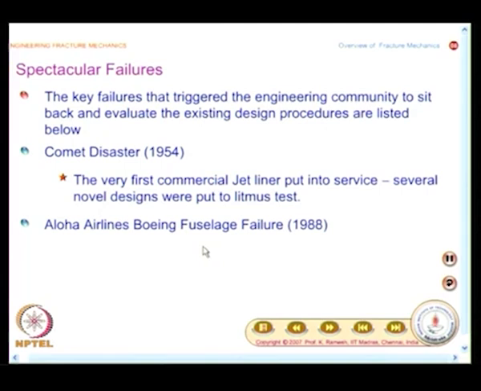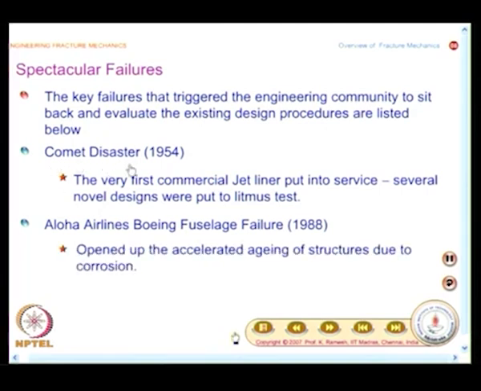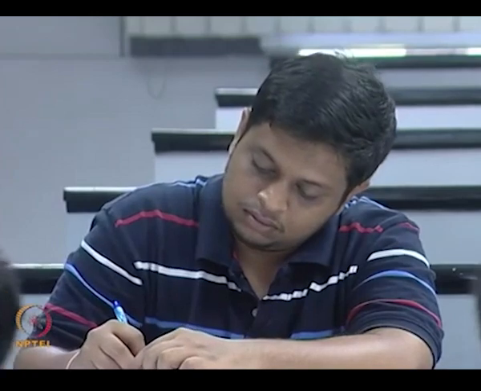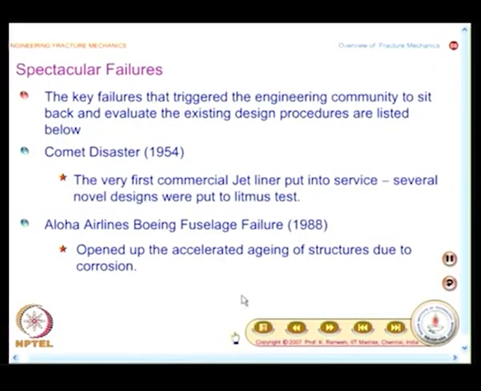Another disaster which we will look at is the Comet disaster. This happened in 1954. The importance of the Comet is that it was the first commercial jetliner put into service. Until then, they were all only propeller planes. Because it is a jetliner, several novel designs were put to litmus test, and we will see what the problem was and how this was diagnosed and solved. And very recently, in 1988, you had the Aloha Airlines Boeing fuselage failure. This really opened up the accelerated aging of structures due to corrosion. People ignored corrosion totally in the design. So, we will go one failure after the other.